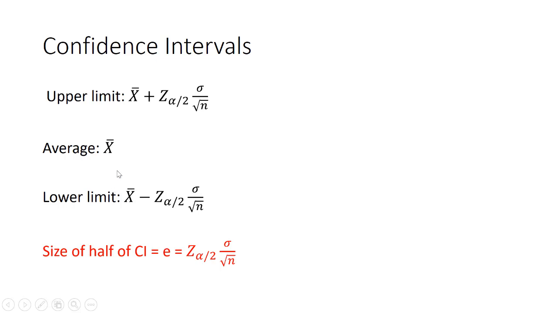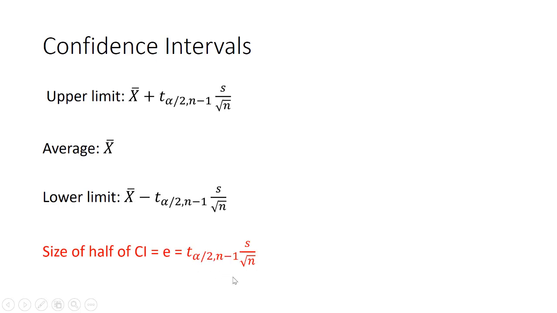If you calculate the half of the length considering the lower bound, that's the exact value you will get. So the size of the half of the interval, if we use this formula, is z multiplied by sigma over square root of n. If we use the other formula, it doesn't matter. The size of the half of the confidence interval is t multiplied by s over square root of n. I use the notation E just to show the size of the half of the interval. That's just a notation I'm going to use in the formula.